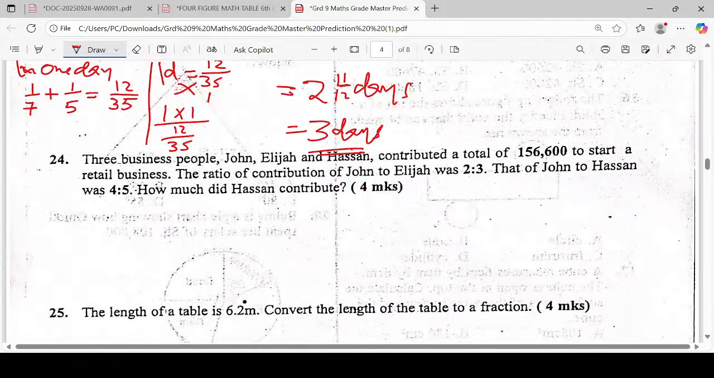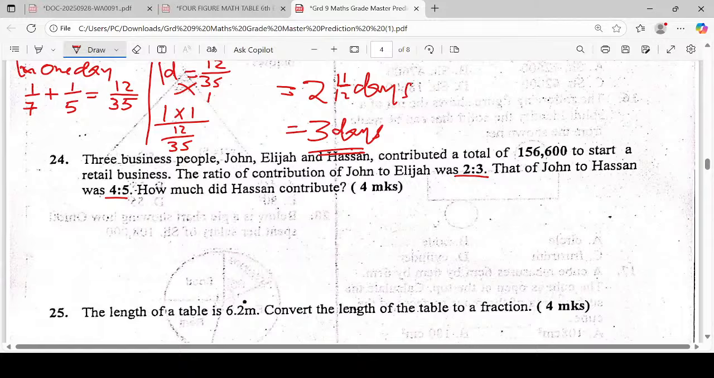We are now getting to question number 24 of our discussion. And the point is, 3 business people, John, Elijah, and Hassan, contributed a total of 156,600 to start a retail business. The ratio of contribution of John to Elijah is 2:3, and that of John to Hassan is 4:5. How much did Hassan contribute? So they are saying John to Elijah is 2:3.